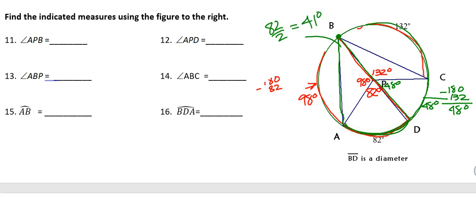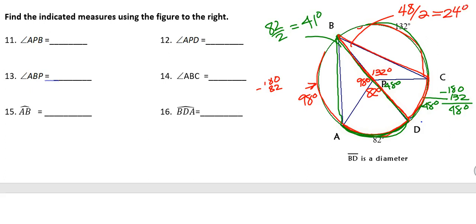Then we got this one over here. It's not going to cooperate. Let's try a different color. Let's try red over here. Okay, so we're now talking about this angle right here. And again, the arc down here for it is 48. So this angle up here is going to be 48 divided by 2, which is 24 degrees.